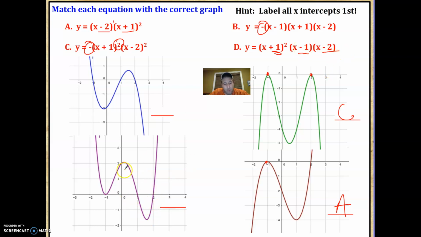Remember, these two go through that point. It does not hit that point and go back up because it has a degree of 1. And then this one, so it hits +1, goes through it, hits -1, goes through it, hits +2 and goes through it. And like I said before, it's going down. It would have been going the other direction had it been a positive leading coefficient. So that's the reason why this one's B and this one is D.